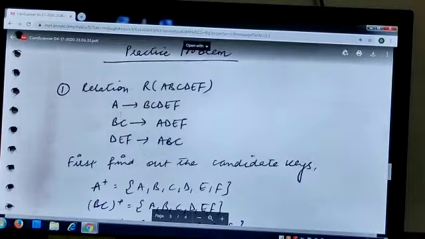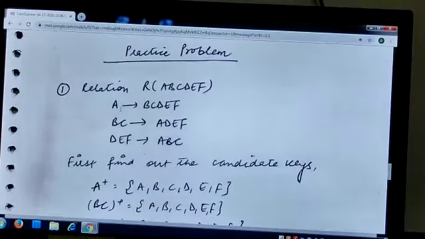Is A my candidate key? If you can see, A is definitely dependent on itself, and we are given through this functional dependency that B, C, D, E and F, all these attributes can be determined by A, as they are dependent on A. It means that A is the candidate key.